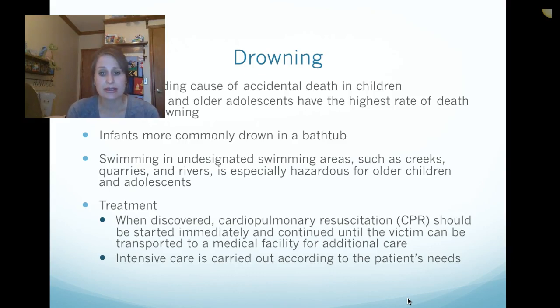Treatment when discovered: we will start CPR immediately and continue it until the victim can be transported to a medical facility or receive additional care. Intensive care is carried out according to the patient's needs.